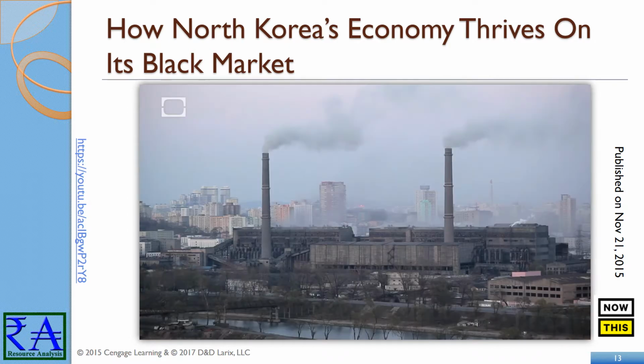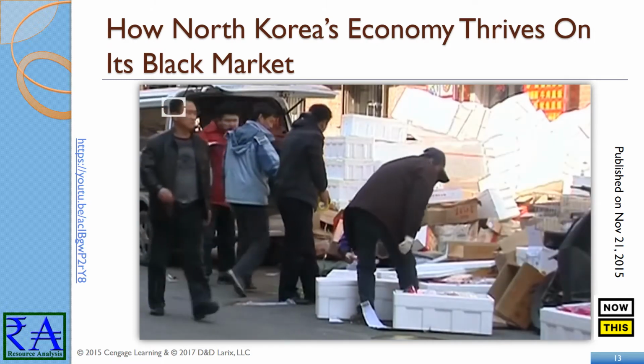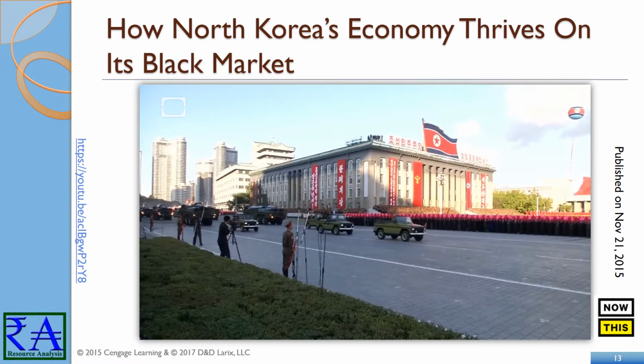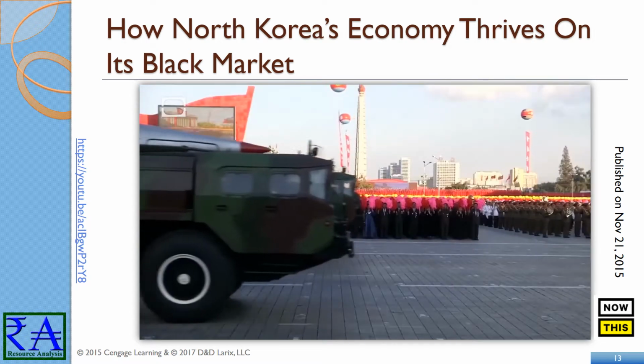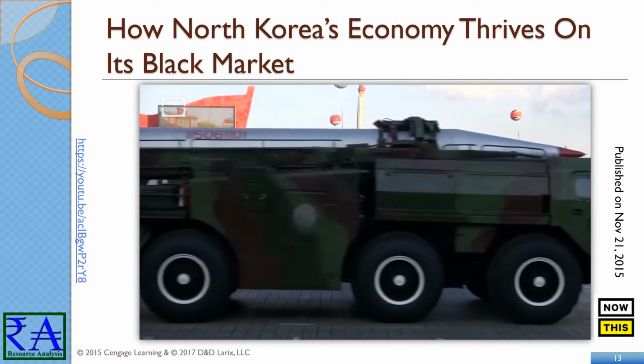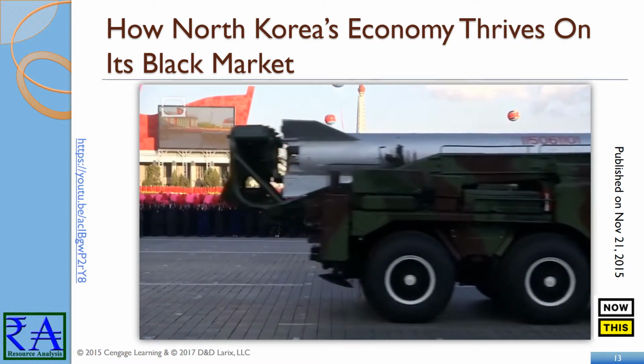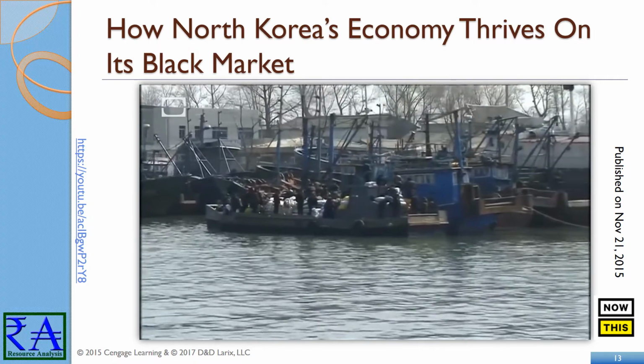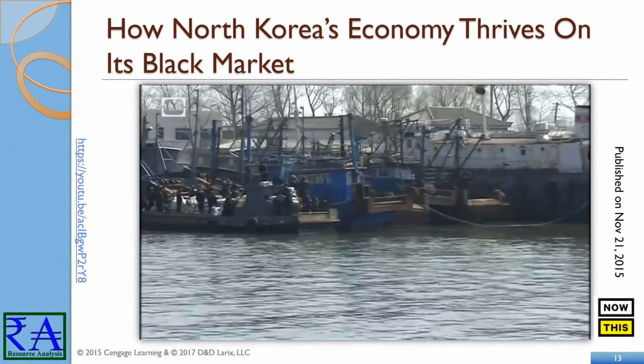But one thing that is becoming a little bit more clear is the state of the Hermit Kingdom's economy, one that may have been built on the backs of smugglers and the black market. For the most part, the economy in North Korea is run by the government. That includes imports, exports, and manufacturing. In fact, private trade is illegal, but that doesn't stop it from happening.